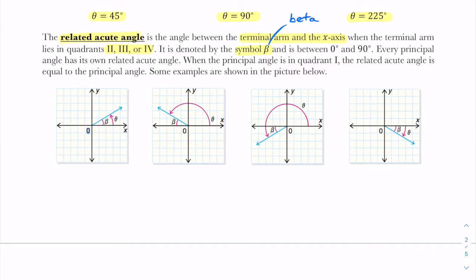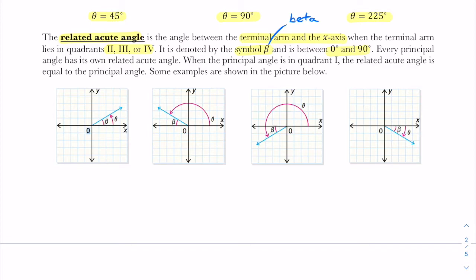As the name suggests, the related acute angle is an acute angle, so therefore it's somewhere between 0 and 90 degrees. Every principal angle has its own related acute angle. The only exception is when the principal angle is in the first quadrant. If that's the case, the related acute angle is equivalent to the principal angle. Let's take a look at some examples.